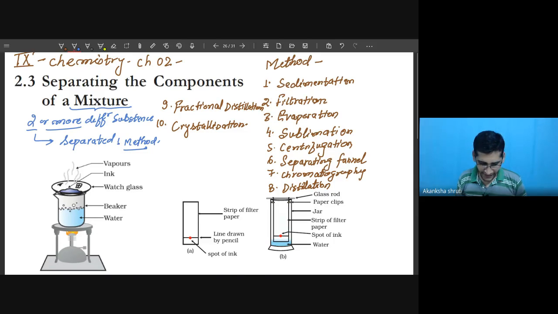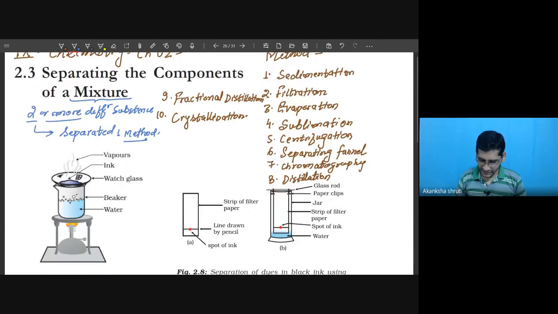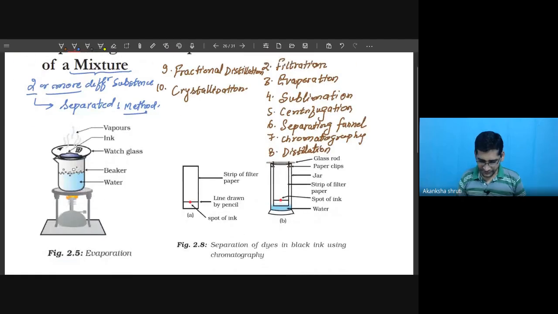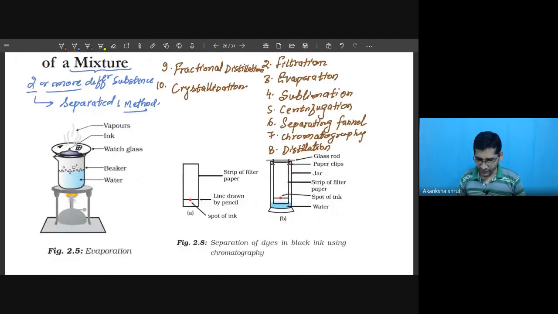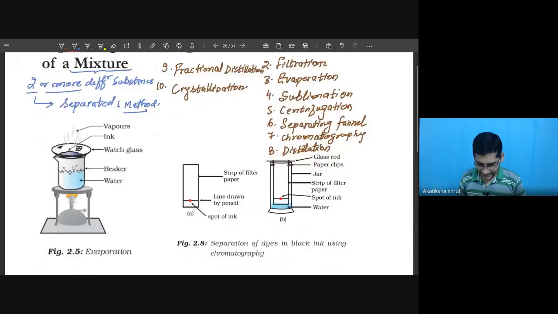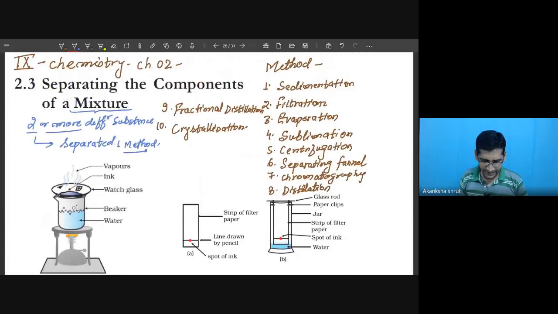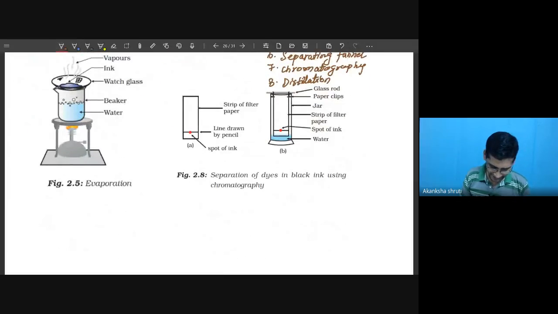So the very first method we are going to start with is sedimentation. Some of the figures I have taken from your book, and I will also copy and draw them at the relevant positions. So the very first method is sedimentation. What is sedimentation?